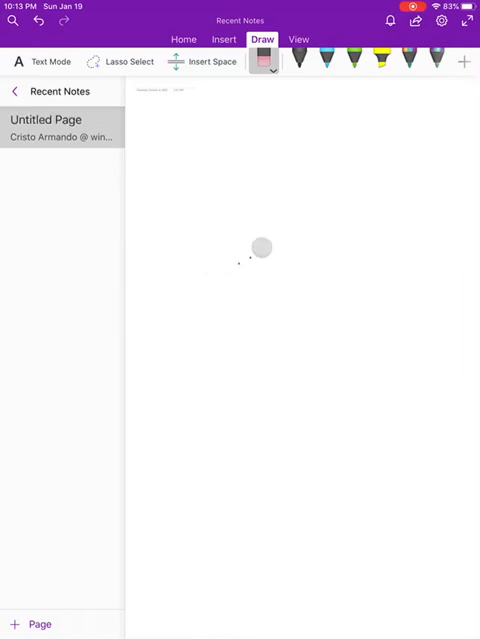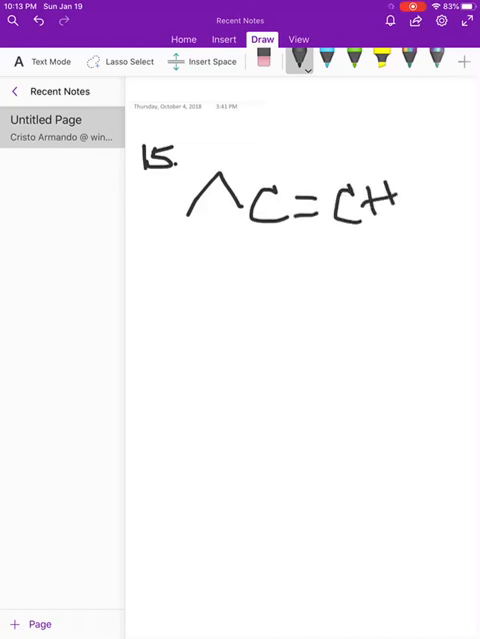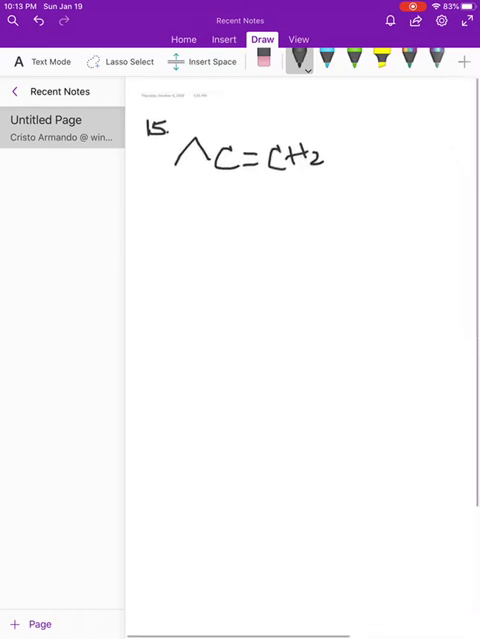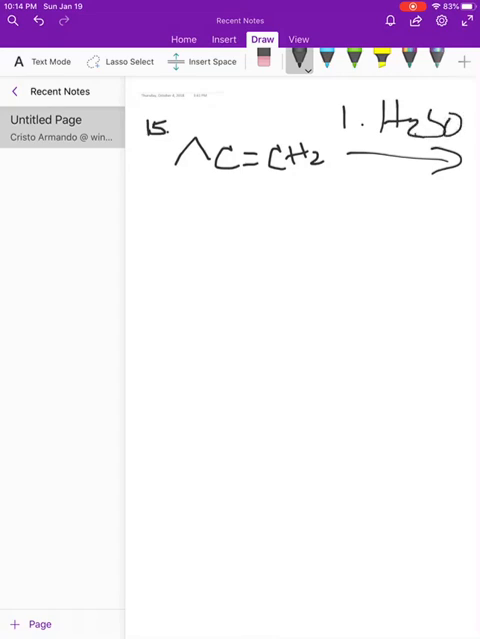Luckily, this is our second to last reaction problem. So, problem number 15, we're going to have carbon, hydrogen, 2. And this is actually a reaction that we recently went over in class. H2SO4 and H2O, right?